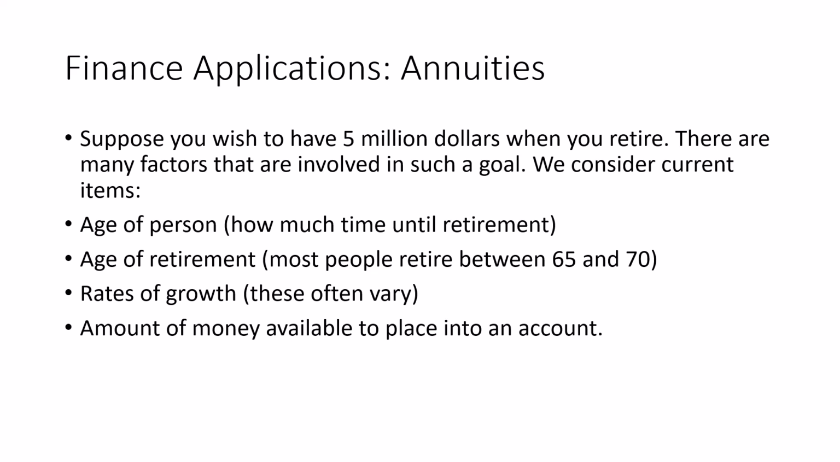So let's see an application. Suppose you wish to have $5 million when you retire, and there are many factors that are involved in such a goal. We'll go ahead and consider these items: the age of the person, the age of retirement, the rates of growth, and the amount of money available to place into an account.